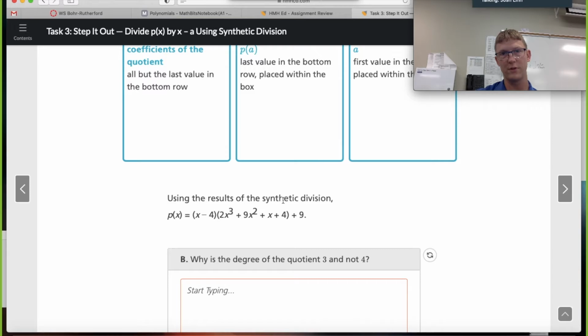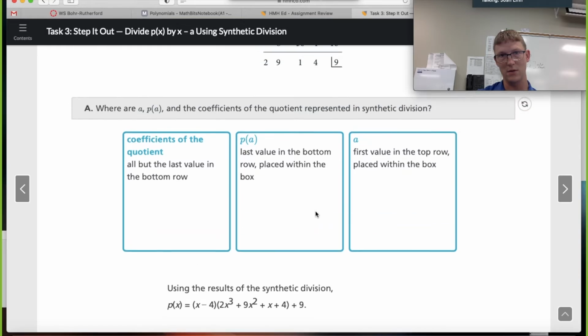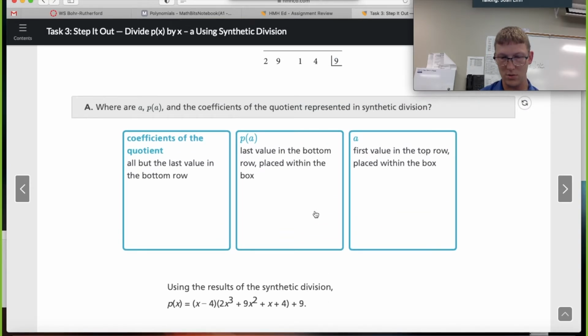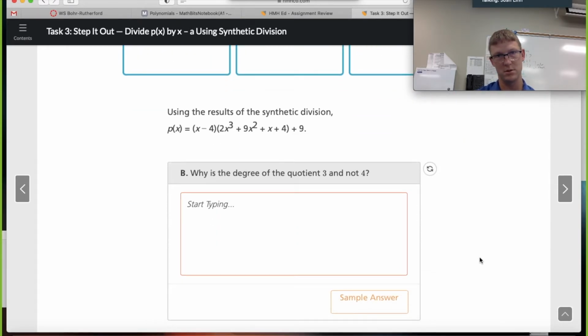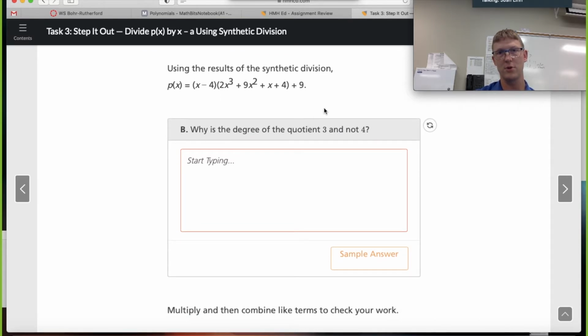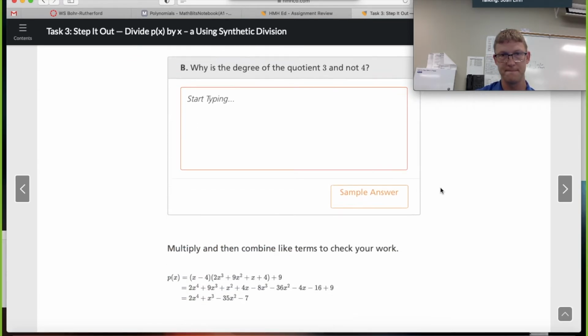So using the results of synthetic division, here is the answer that we got. Notice how it lines up with this right there. We've got our remainder, our coefficients, and then our divisor. Too easy, right? So why is the degree of the quotient 3 and not 4? Because we factored out 1 right there. That's what I would say.